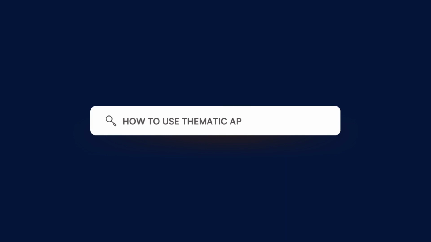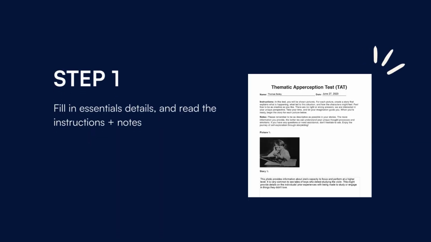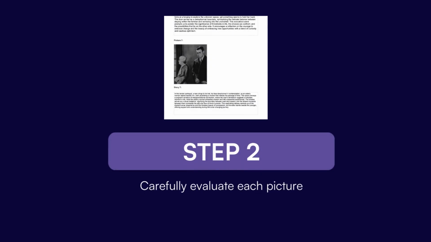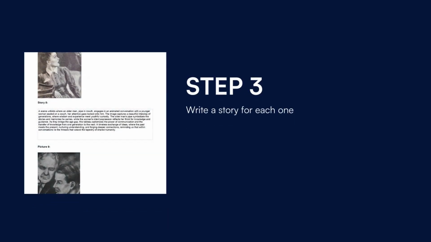Here's how to use a Thematic Apperception test. The first step is to fill in the essential details at the top and then read the instruction and notes sections. The client will then need to carefully evaluate each picture, and it's important that they take their time. The final step is to then write a story for each one.